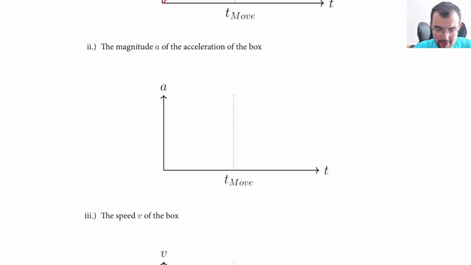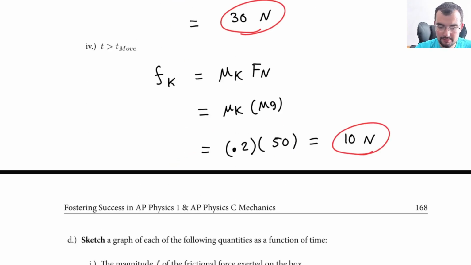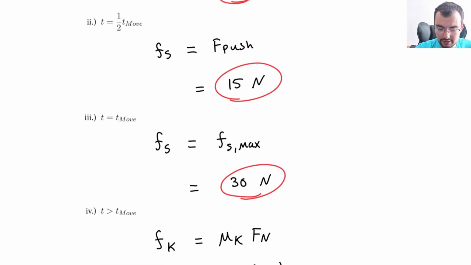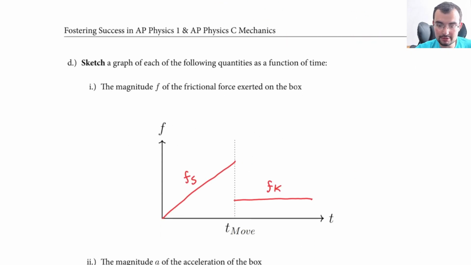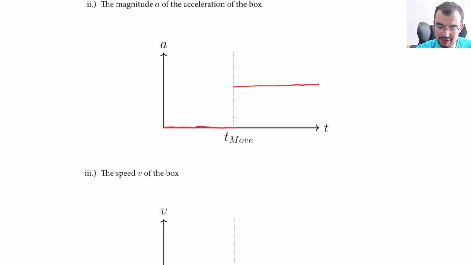What about the acceleration of the box? Well, not moving, not moving, not moving. And then it does begin to move. But notice the net force is constant, so we have a constant acceleration afterwards. Because the pushing force is constantly 30 newtons, and the resistive friction force is always 10 newtons. So we have a constant force, constant acceleration.